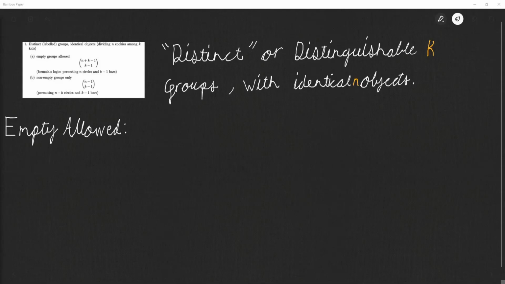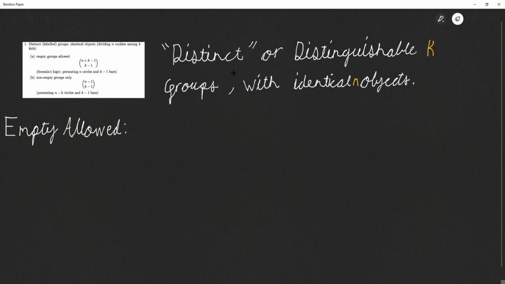Today we're going to be going over different ways of splitting n objects into k groups. So the first way we can do it is with distinct or distinguishable k groups, meaning that they're different and you can tell them apart, with identical n objects. So our first example is with n cookies among k kids.